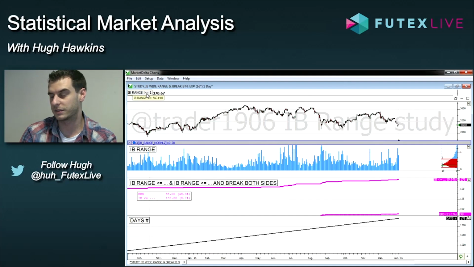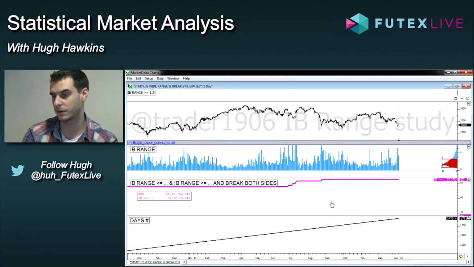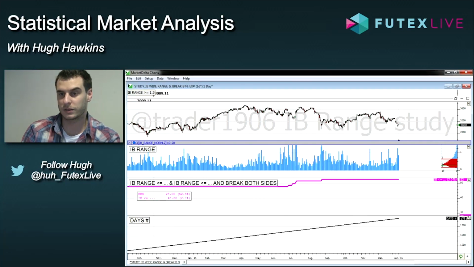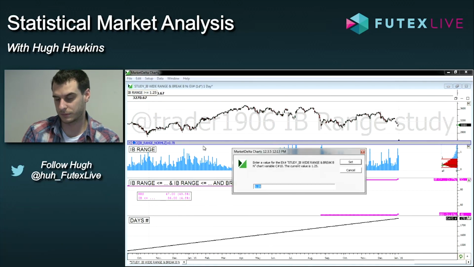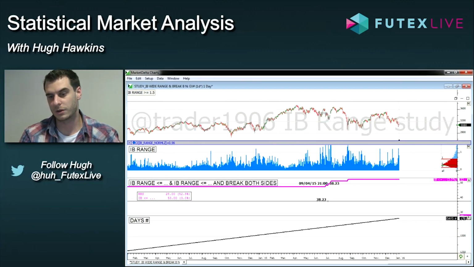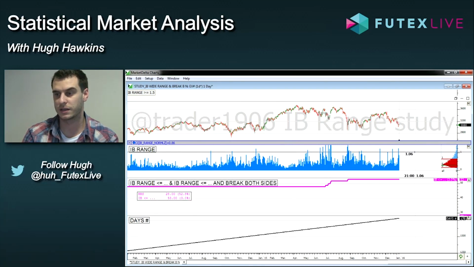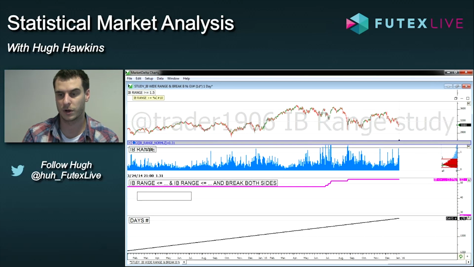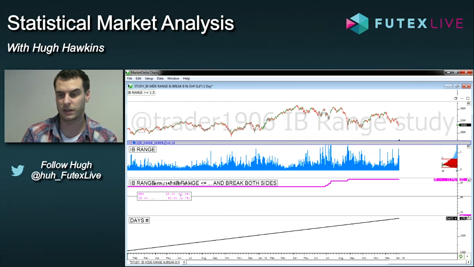And it's still just oscillating around half. Okay, so let's try 1.25. No. Okay, so if we have a range more than 1.5%, an IB range, so we'll call this a wide IB, then we're still breaking both sides. Historically, we're breaking both sides 50%.